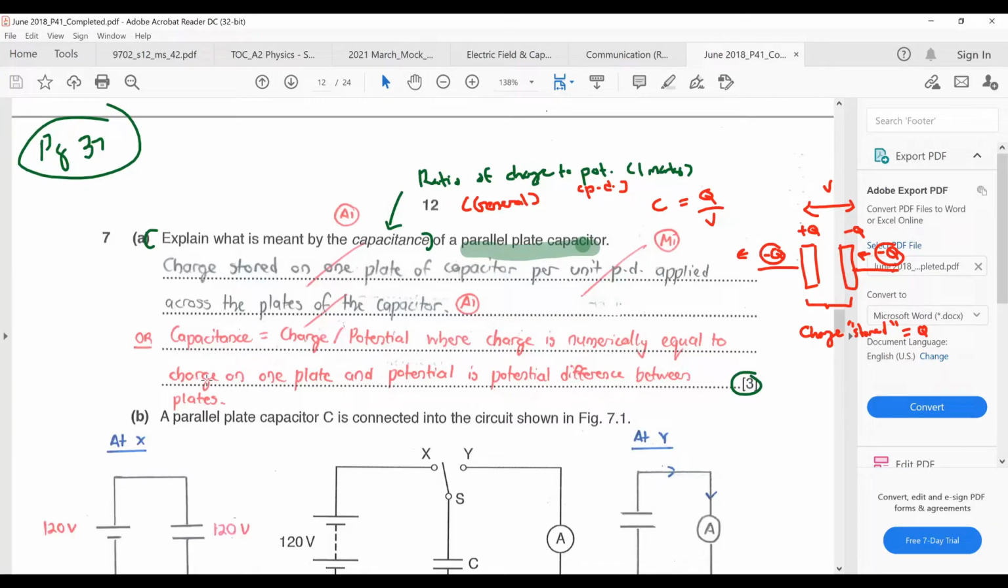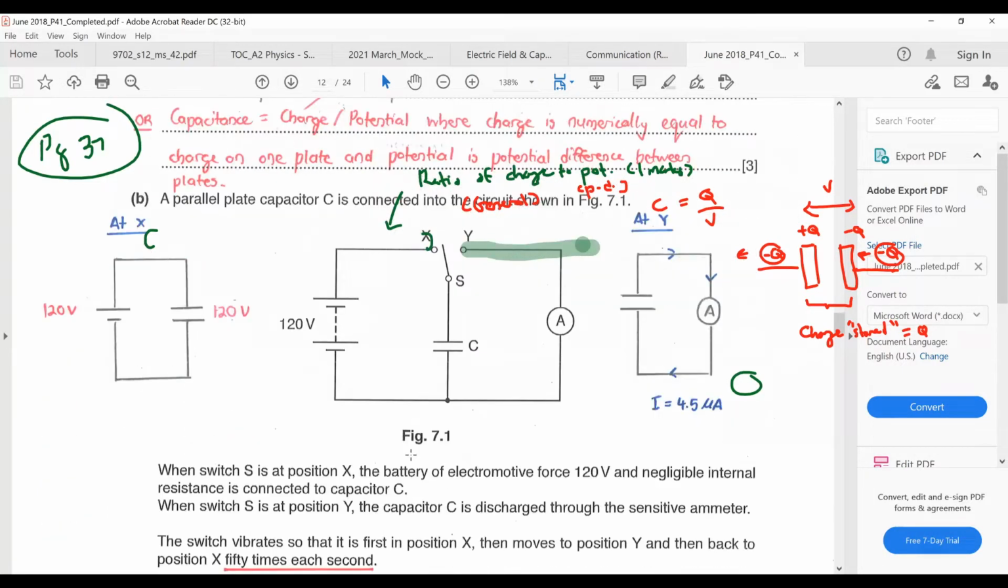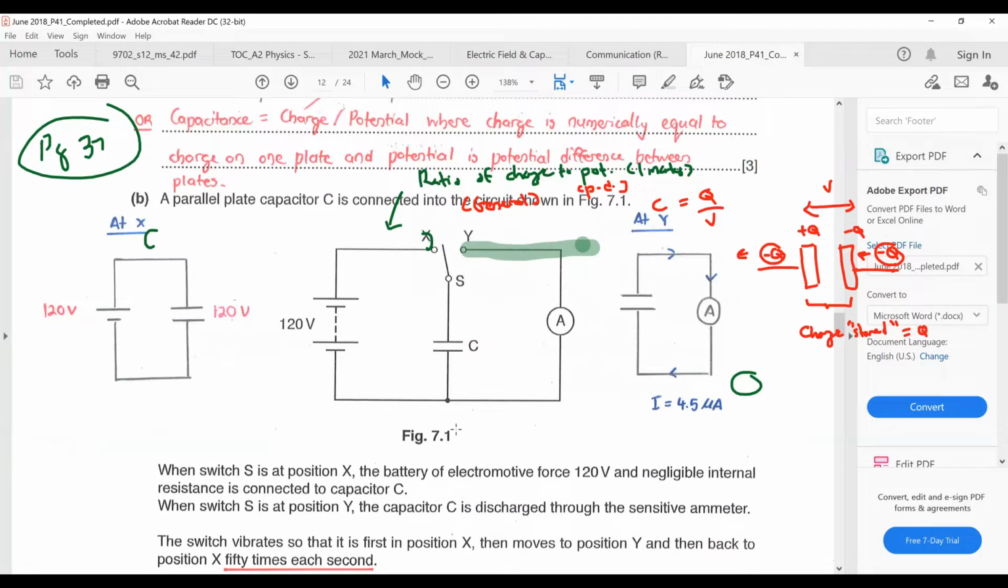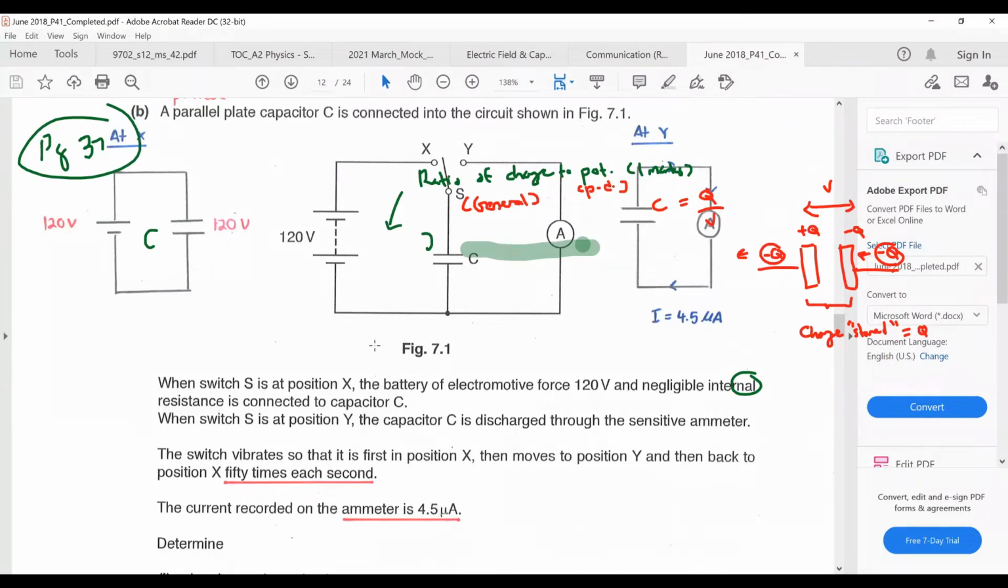Then you look at part B. Part B talks about a parallel plate capacitor C connected into a circuit as shown in figure 7.1. When switch S is at position X, the battery of electromotive force 120 volts and negligible internal resistance is connected to capacitor C. When switch S is at position Y, capacitor C is discharged through the sensitive emitter. The switch vibrates so that it's first in position X, then moves to position Y, and then back to position X 50 times per second.